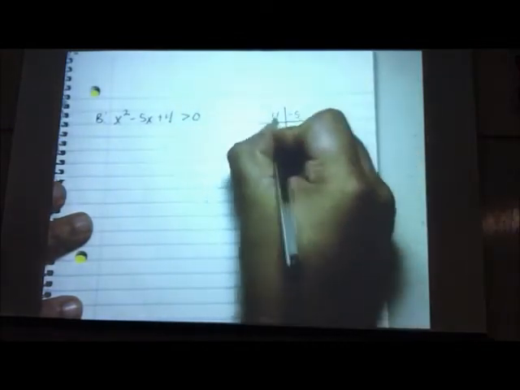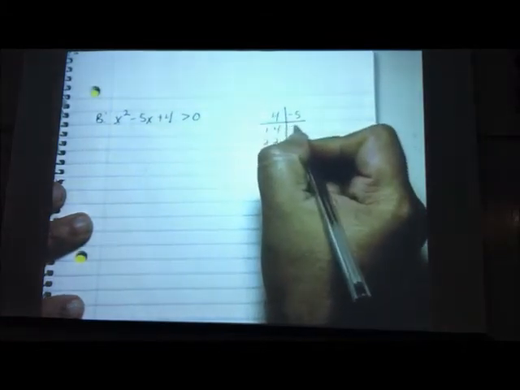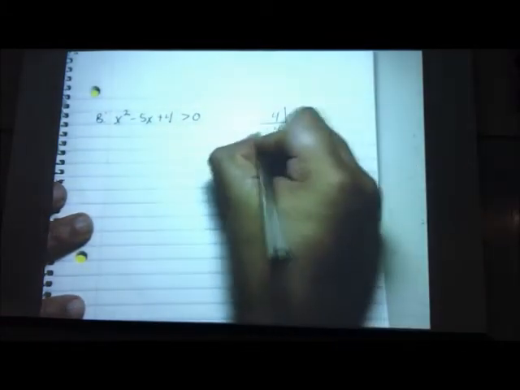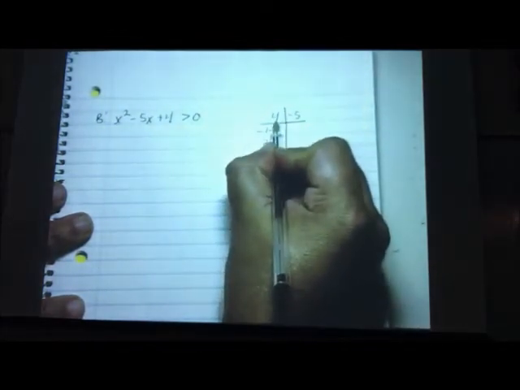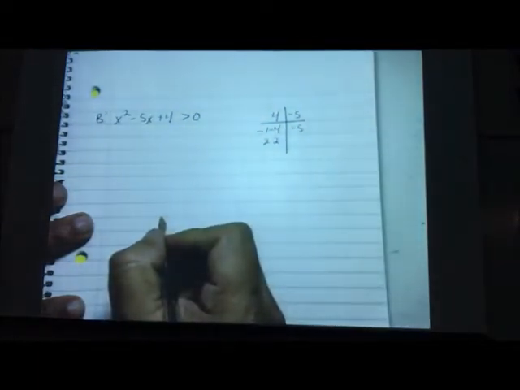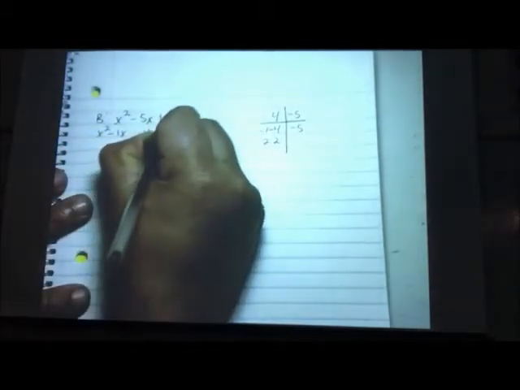We put our 4, negative 5. Our multiples of 4 are 1 and 4, and 2 and 2. To get a negative 5, I need a negative 1 and a negative 4. Negative 1 times negative 4 is a positive 4. Negative 1 plus negative 4 equals negative 5. That is my answer. So I'm going to rewrite it to show x squared minus 1x minus 4x plus 4 is greater than 0.